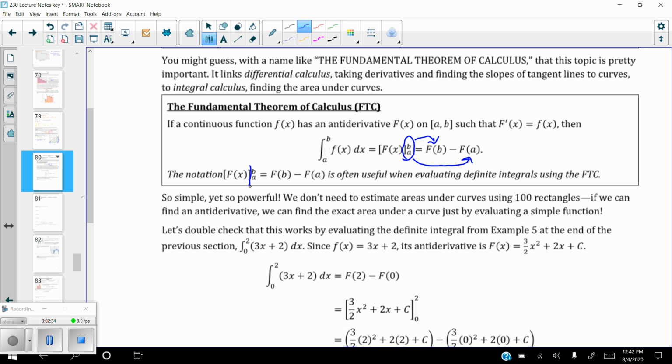So it seems simple. It's really not that difficult of a concept. There's a lot more that goes into actually why all this stuff works, and we won't get into the heavy mathematics there, but we will at least show the algebraic mathematics as to why it works. What's really nice about this, though, is we no longer need to use Riemann sums. We don't need to approximate this with, like it says here, curves using 100 rectangles or something like that. If we can just find the antiderivative of the function, then we can get the exact area under the curve just by evaluating a simple function. So not really the most challenging things.